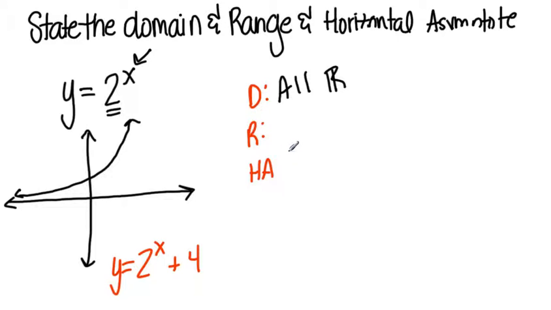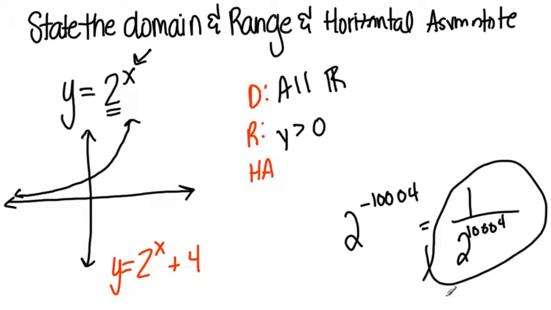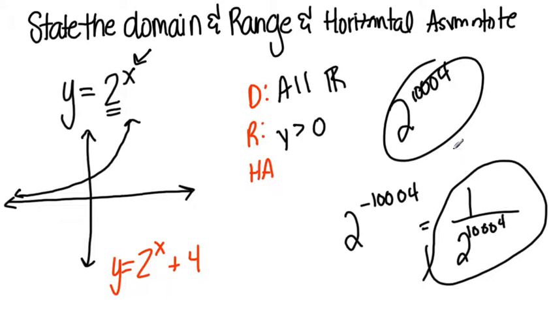What's my range? Look at the graph. Y is greater than 0. Can it equal 0? No, because even if I did 2 to the negative 10,004, that would be 1 over 2 to the 10,004. How small is that number? Small. 2 to the 10,004 is huge. But if I do 1 divided by a huge number, I get a really, really small number.